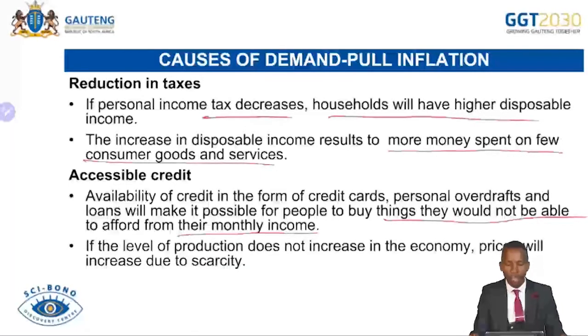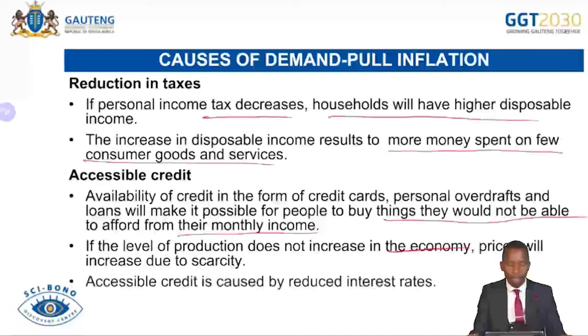If the level of production does not increase in the economy, prices will increase due to scarcity. So goods are limited, production is not increasing, demand is more, then prices will always increase, resulting in inflation. Accessible credit is caused by reduced interest rates.